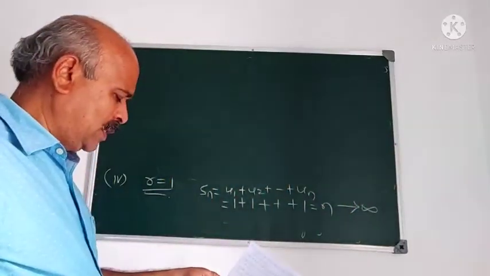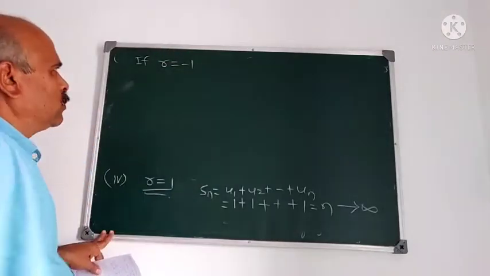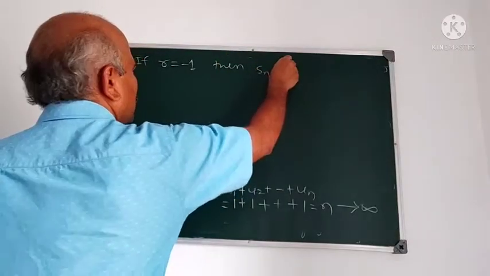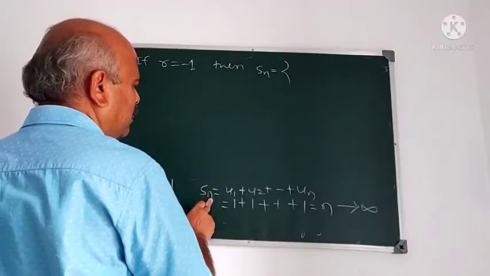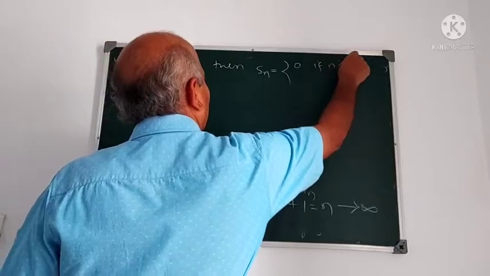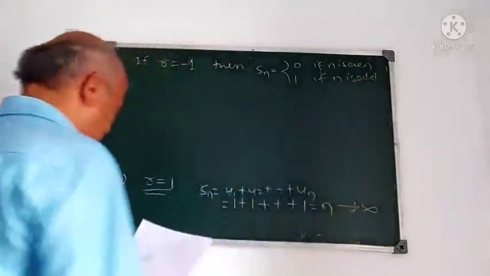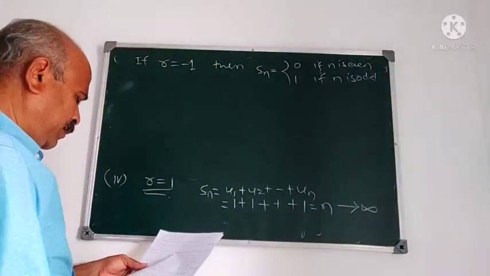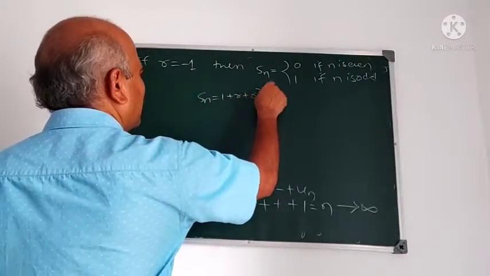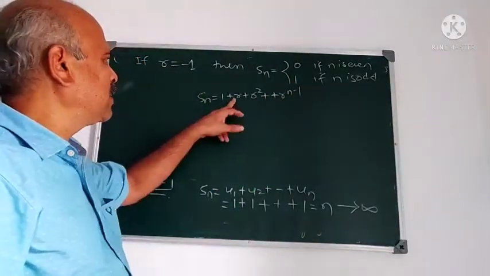Now one case is left. What is that? r is minus 1. If r is minus 1, then Sn is the sequence of partial sums. When r is minus 1, what happens? It becomes 0 if n is even and 1 if n is odd. Because what is Sn? Sn is 1 plus r square, etcetera, plus r raised to n minus 1.